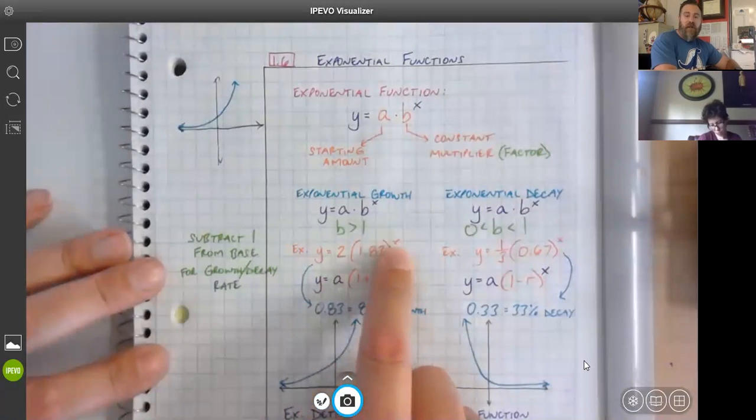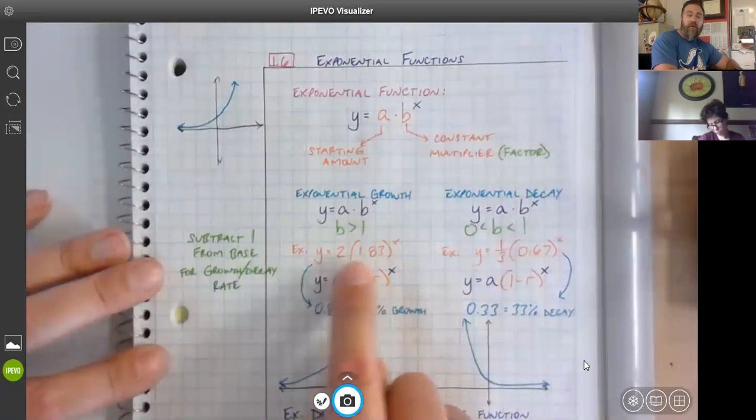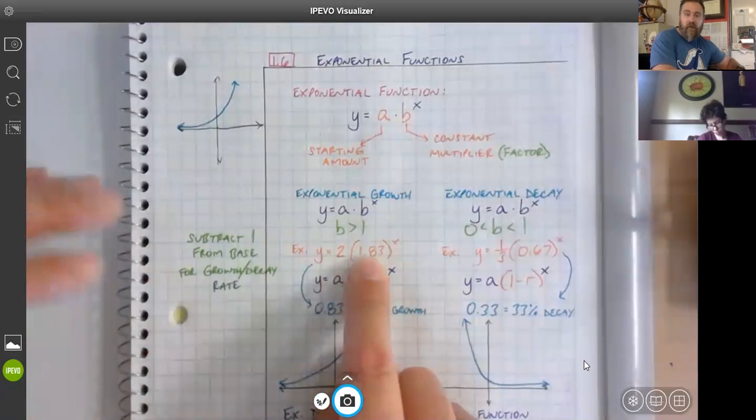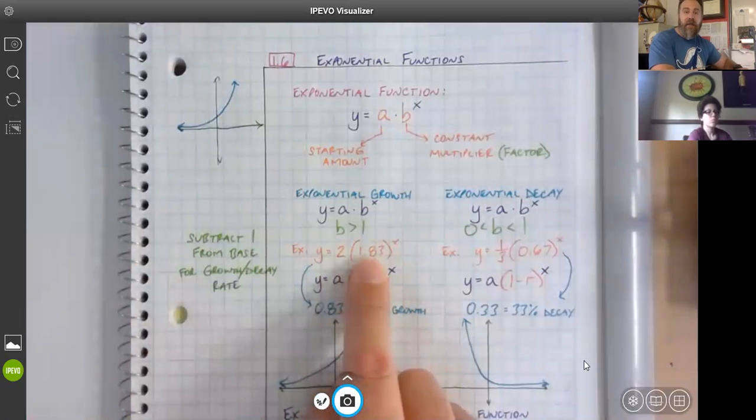Again, it's exponential because I have x in the exponent, right? I can see that it's growth because the base of the exponent, 1.83, is bigger than 1. Well, great. I know it's growing. Well, how fast is it growing? That's what they want to know with rate of growth or decay. So how do I find rate of growth?